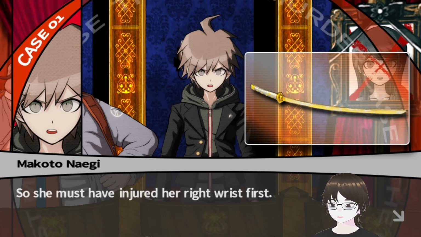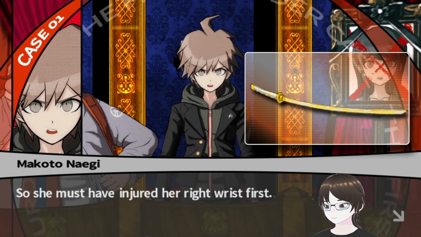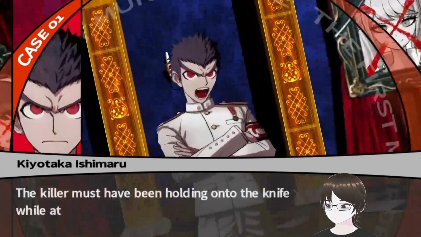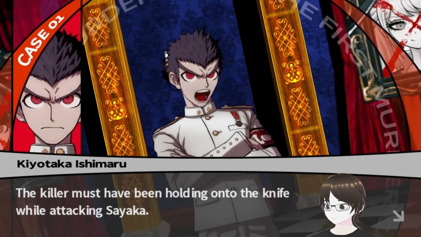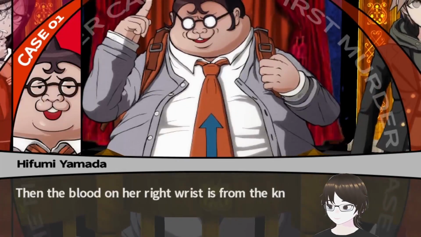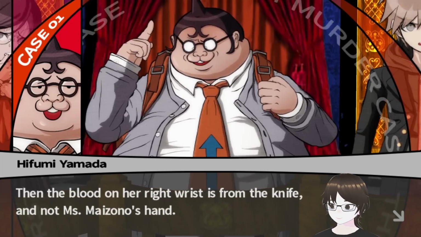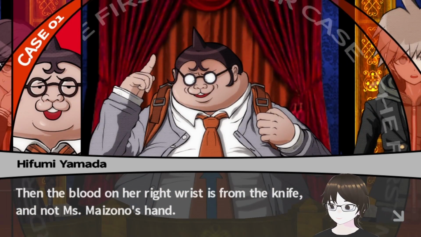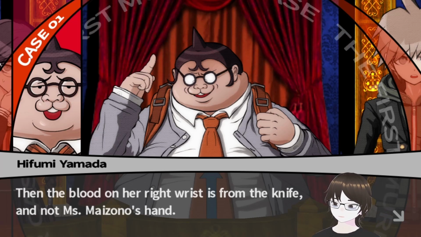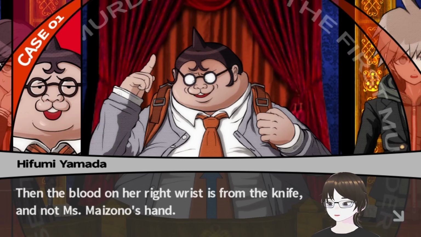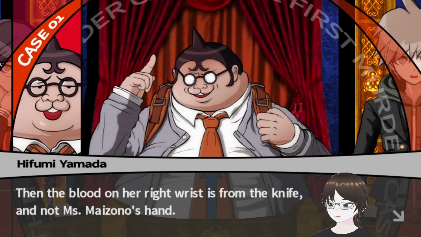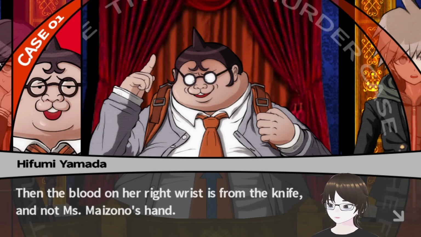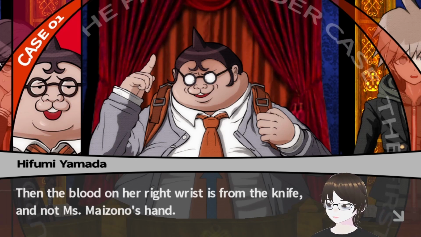Yeah, I don't see why the killer would have broken her wrist after the stab. Unless she had a weapon of some sort. The killer must have been holding onto the knife while attacking Sayaka. Then the blood on her right wrist fits from the knife and not Makoto's hand. And he obviously doesn't mean the fatal wound. But did the killer initially slash her so badly that it caused a fracture instead of a cut? Also, why did they go for the wrist?